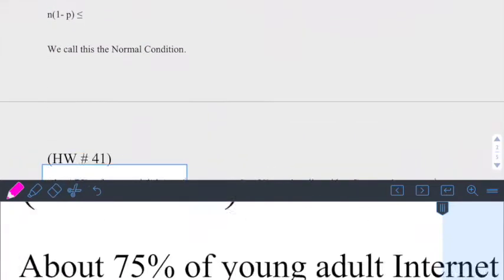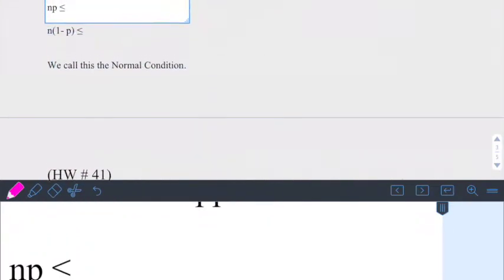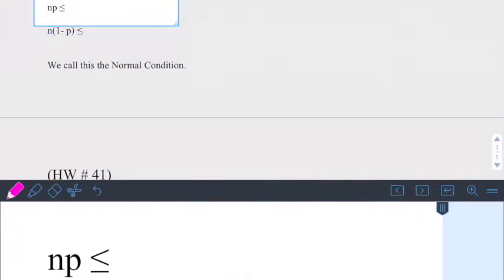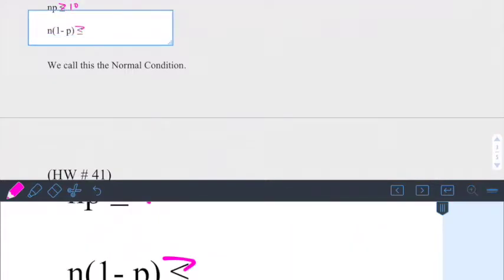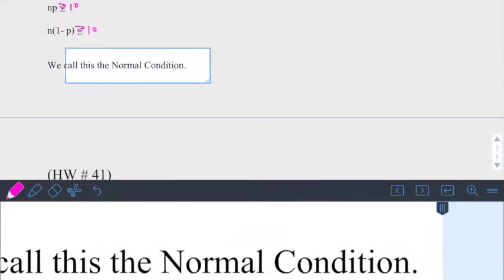Well, we've talked about these conditions before in the binomial chapter. We said np needs to be greater than or equal to 10, and n times 1 minus p should be greater than or equal to 10. We call this the normal condition.